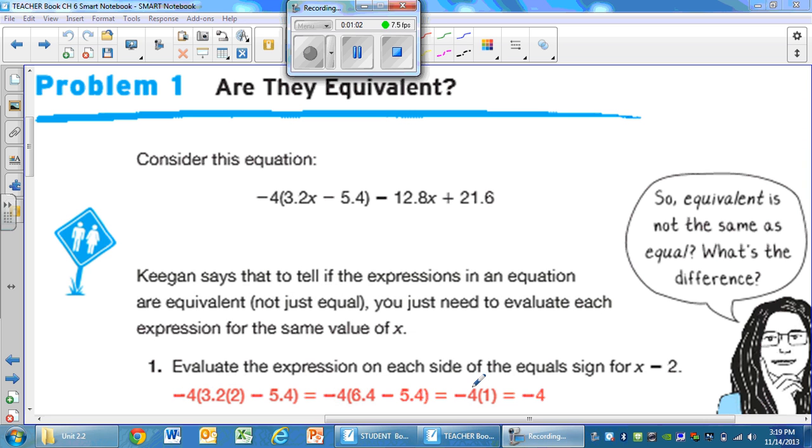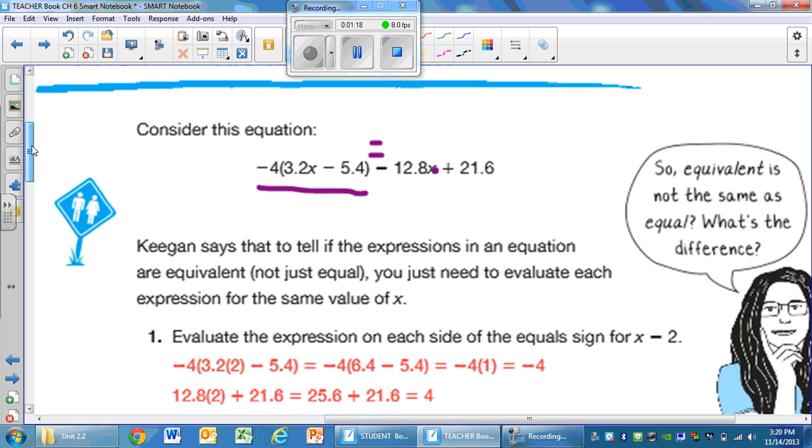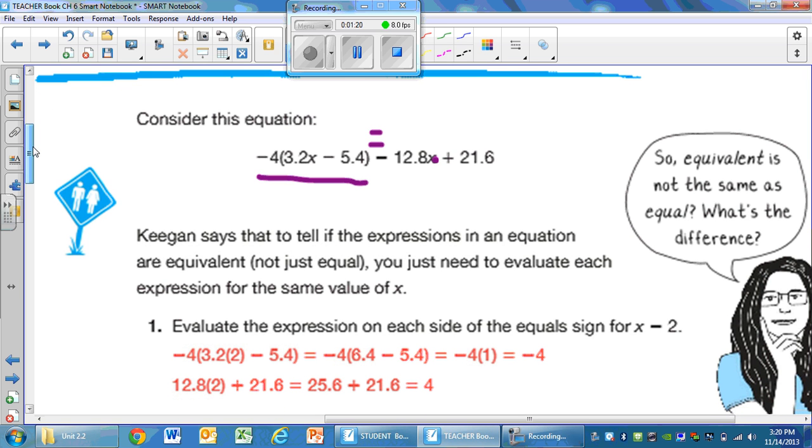So you put a 2 wherever you see an x, and then you solve. So you get negative 4 times 1 equals negative 4. And that's for this first part here. So then we want to know, does it equal this equation? So then I put a 2 where I see the x, and do that, and I also get 4. 25.6 plus 21.6 equals 4.